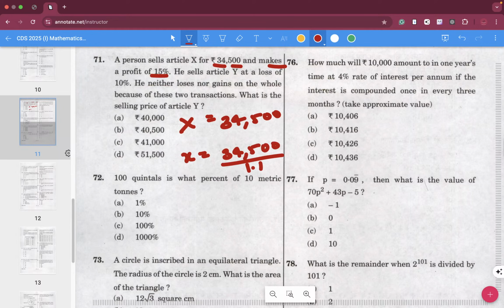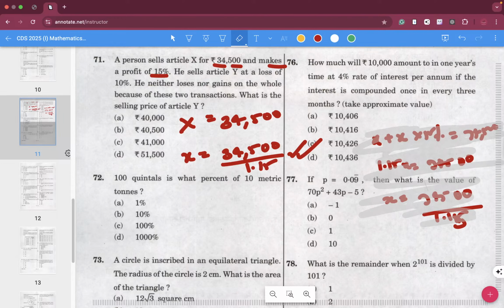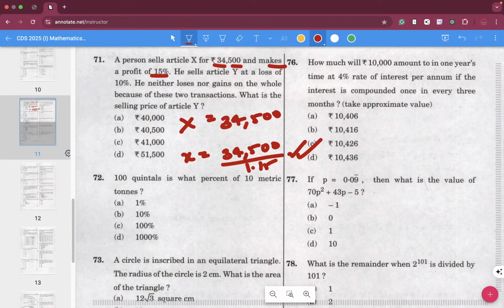34500 divided by 1.15. How exactly have we got this? I am assuming the cost price is x. Then x plus x of 15% is equal to 34500, which gives you 1.15x is equal to 34500, which means x is equal to 34500 divided by 1.15. So I have written this directly over here, and now if you solve for x, what value of x will you be getting? The value of x over here will be 30,000.